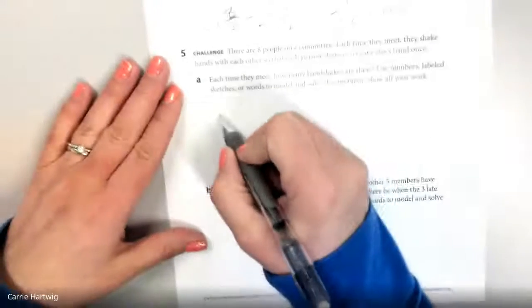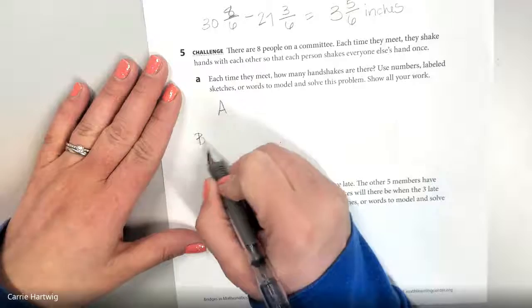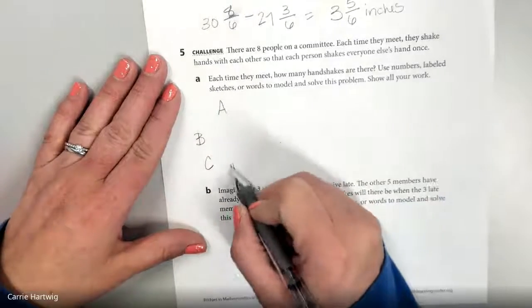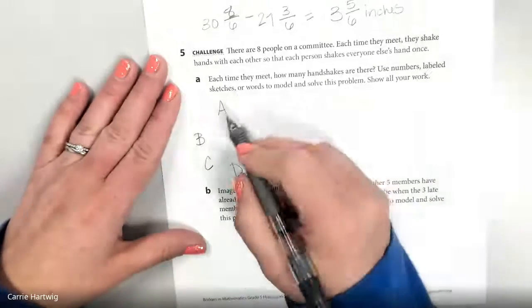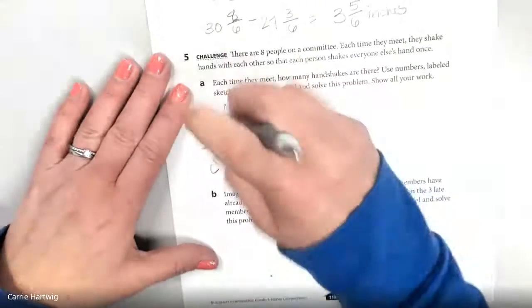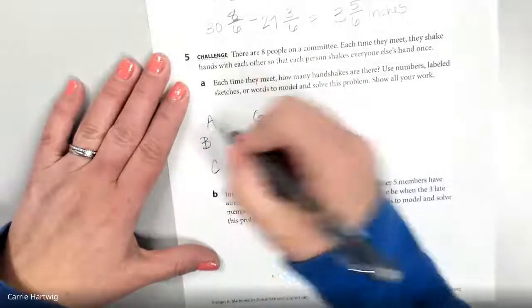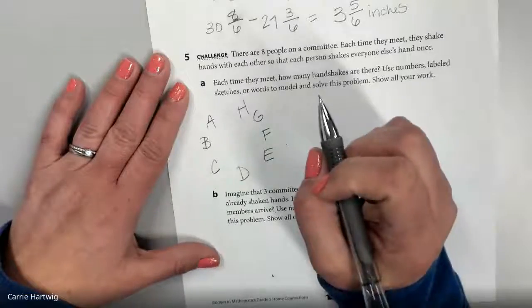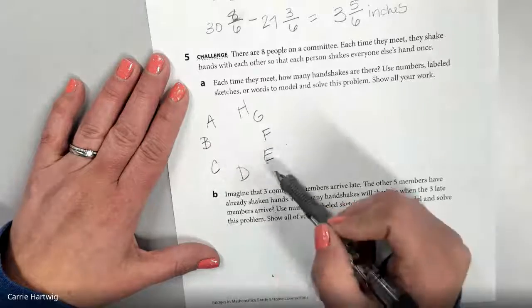I'm going to label each person A, B, C, D, E, that's 1, 2, 3, 4, 5, F, G, H, and that should be 8. 1, 2, 3, 4, 5, 6, 7, 8.